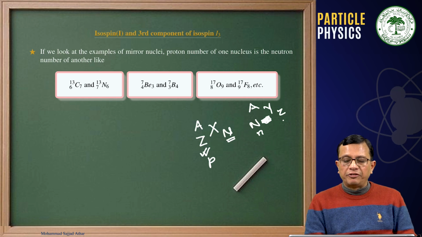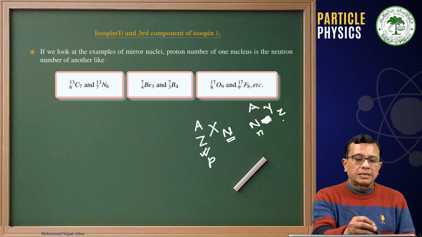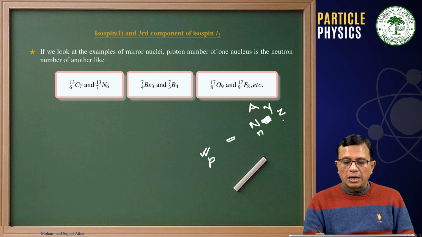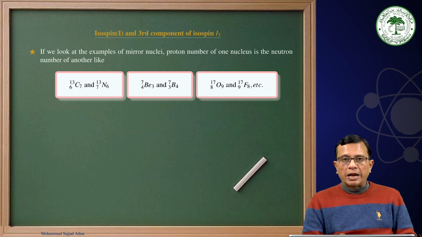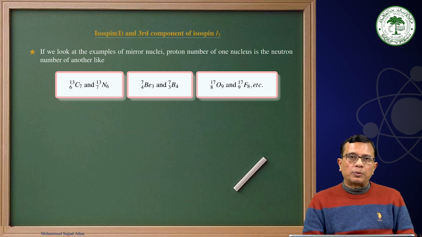Here I have given a few examples like carbon-13, where we have 6 protons and 7 neutrons, and nitrogen-13, where we have 7 protons and 6 neutrons. Similarly, we have beryllium-7 and boron-7, oxygen-17 and fluorine-17. What has been observed is that if you look at them, what's the difference? The difference is in the proton number. And when I'm talking about the difference in the proton number, that means the difference is in the Coulomb energy.